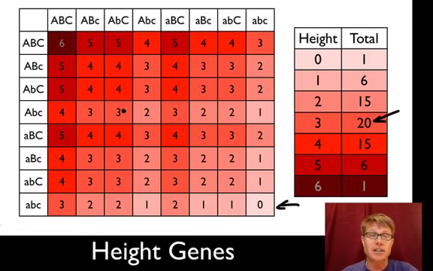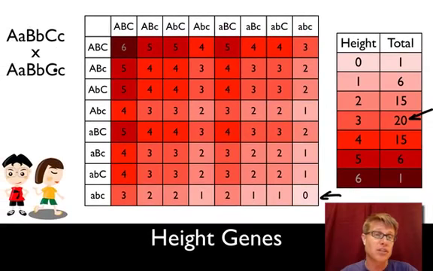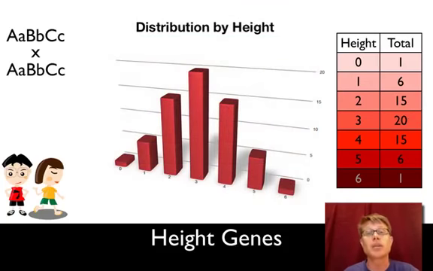So the odds of these 2 average height individuals having a really tall or a really short offspring are going to be really, really low. But if we lay all of these out, what we get is this bell-shaped curve. If you were to look at height, for example, in your classroom, you'd find that your height is distributed according to a bell-shaped curve. That implies that it is multi-genes or polygenic inheritance.